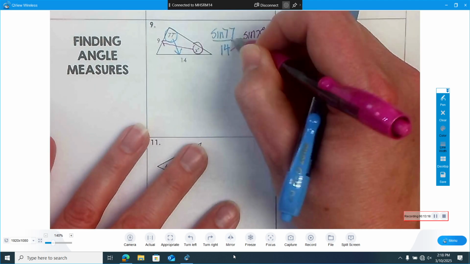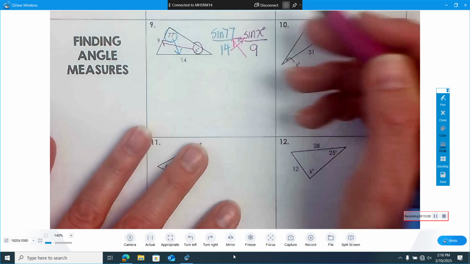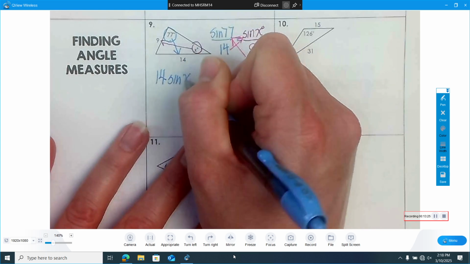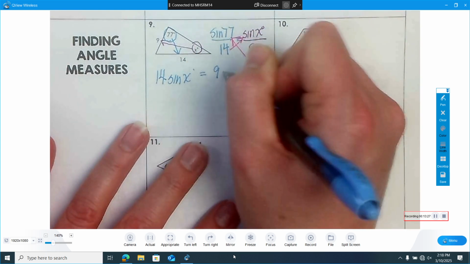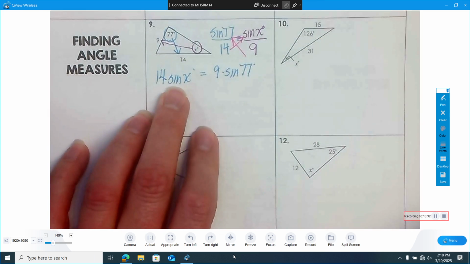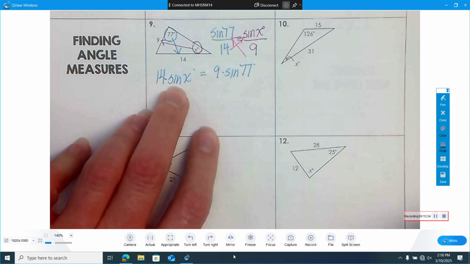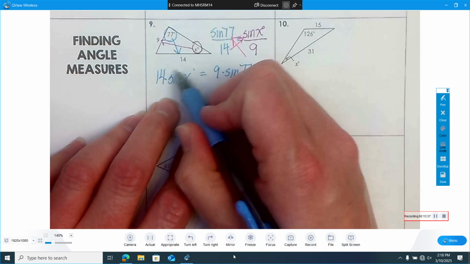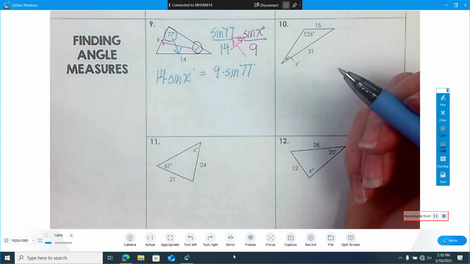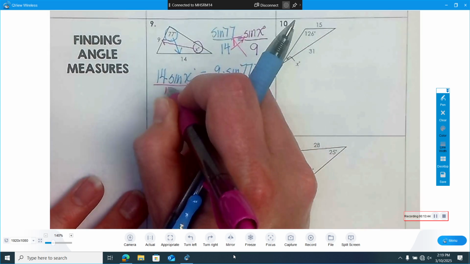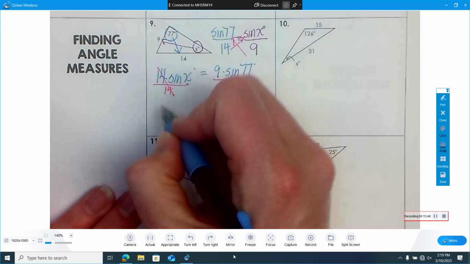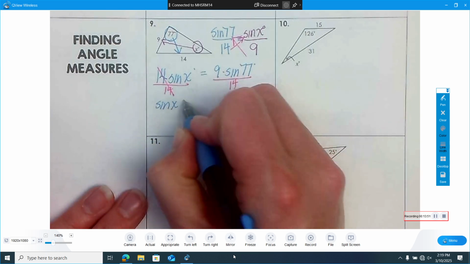Let's cross multiply. Again, I'm going to start with the thing that contains the x. So I've got 14 times the sine of x degrees equals 9 times the sine of 77 degrees. Now, this is a little bit different. I need to get the x alone, but right now it's trapped inside a sine function. What can I get rid of right now? 14. So we can divide by 14. So now sine of x is alone.